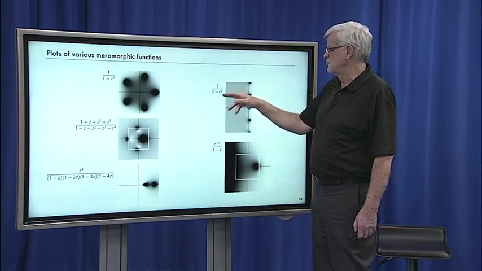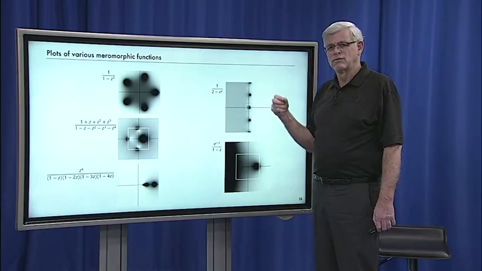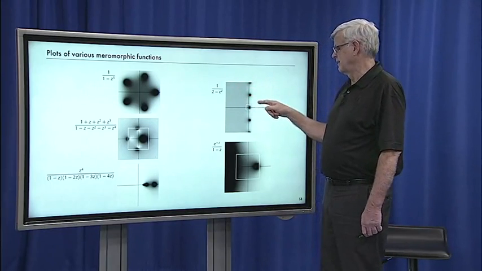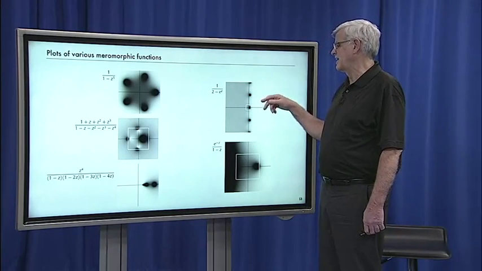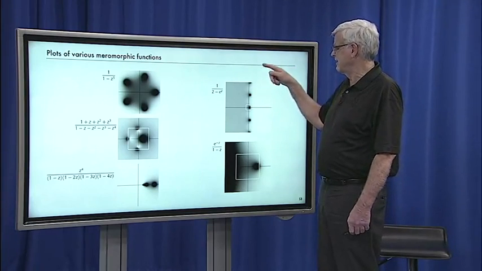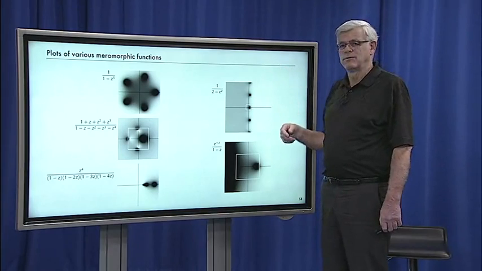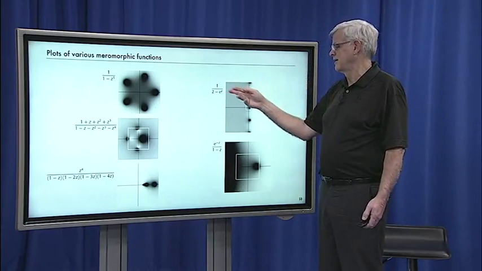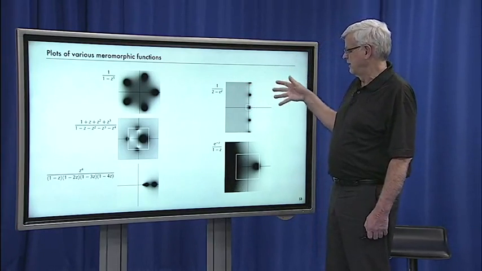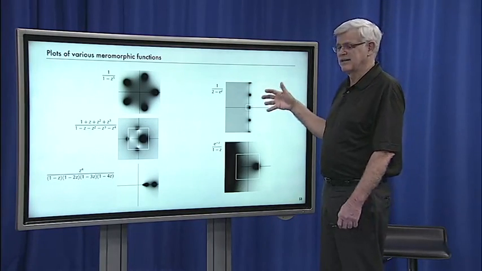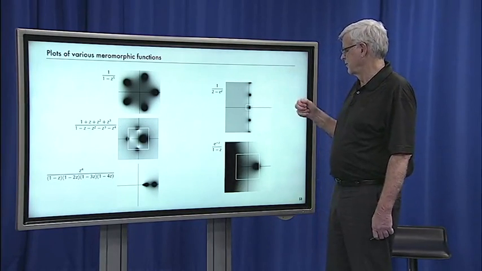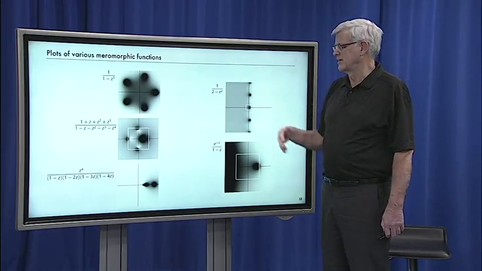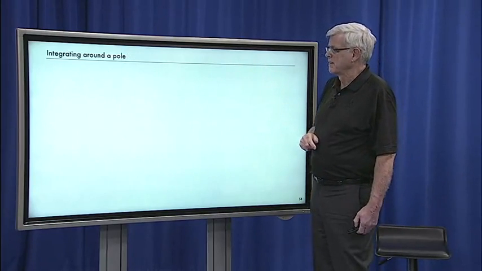For example, 1 over 2 minus e to the z has a pole whenever e to the z equals 2. Well, if z equals log 2, then e to the z equals 2. But if you add 2k pi i for any value of k, you also get a pole. E to the log 2 plus 10 pi i is also 2, so you're going to get a pole. And in our plots, the poles turn up as black dots because the values get larger and larger as you get closer to the pole. And we'll revisit these kinds of diagrams later on.